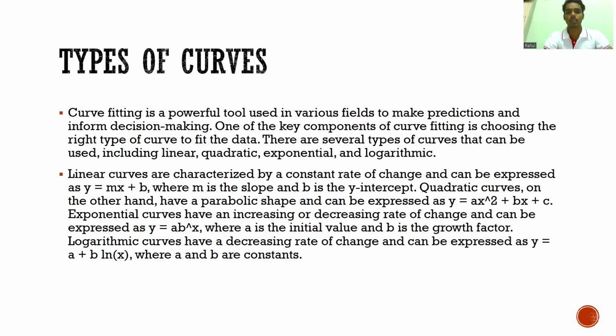Linear curves are characterized by a constant rate of change and can be expressed as y = mx + b, where m is the slope and b is the y-intercept. Quadratic curves, on the other hand, have a parabolic shape and can be expressed as y = ax² + bx + c. Exponential curves have an increasing or decreasing rate of change and can be expressed as y = a·b^x, where a is the initial value and b is the growth factor. Logarithmic curves have a decreasing rate of change and can be expressed as y = a + b ln(x), where a and b are constants.